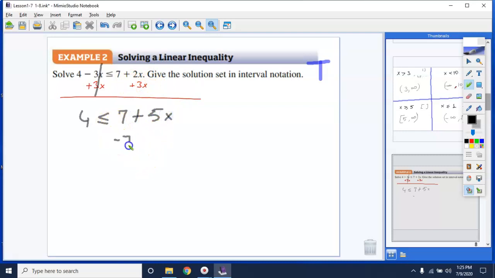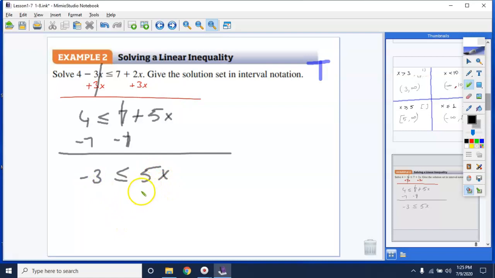So lastly, I'm going to do minus 7 on both sides. These two will cancel each other, right? 5x bigger than, here, 4 minus 7 should be negative 3. So lastly, I've got to get x alone, so I should divide by 5. These two will cancel each other, so my answer should be negative 3 over 5. We can just leave it like this, which is super fine. And that's my answer.